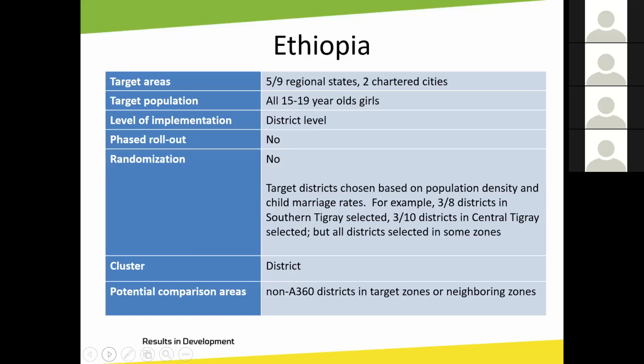So in terms of our study design and analysis, the cluster would be the district. And so potential comparison areas would be non-A360 districts, either within those target zones or in neighboring zones. And I'm planning to make a visit to Ethiopia early next month, and so I'll refine this information based on discussions there. Next slide, please.